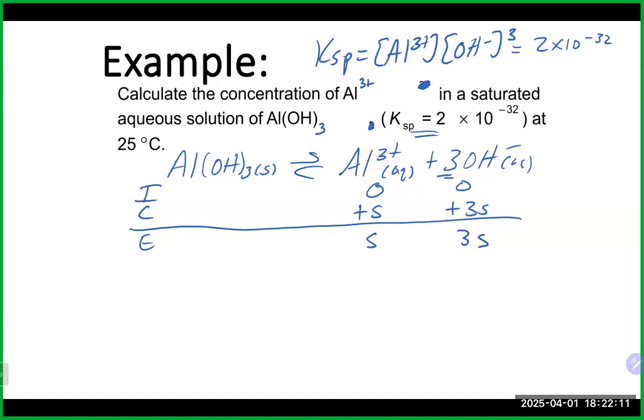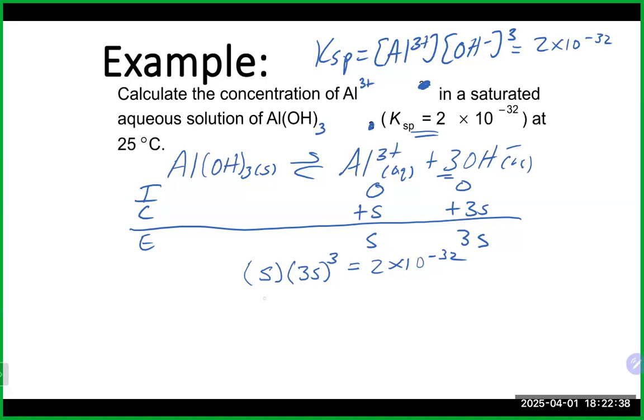Any questions on the table here? This goes into our expression, so that's an S times a 3S, and I still have to cube it. Again, that's a very common error, and that's why the ICE table is helpful for that. That is going to equal 2 times 10 to the minus 32. That is going to clean up on the left-hand side.